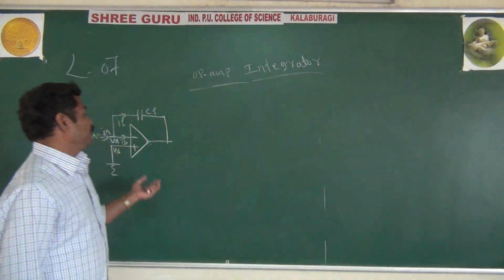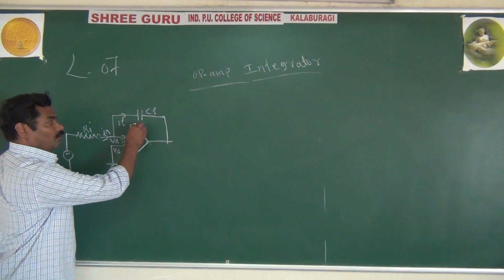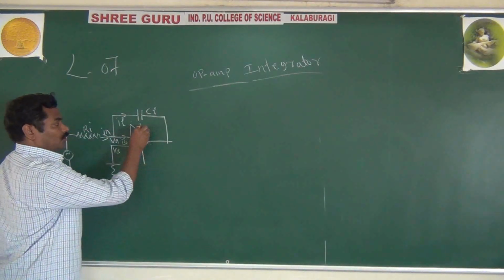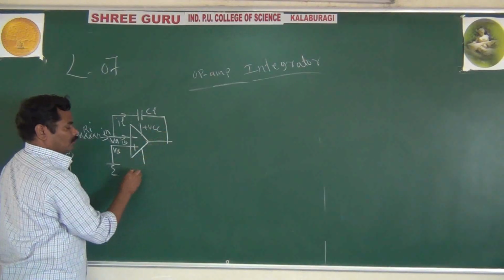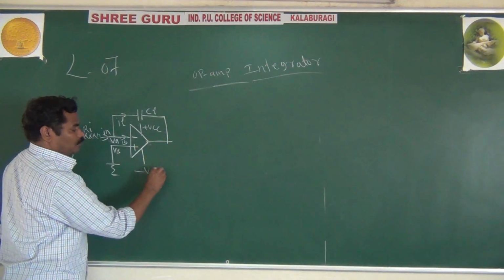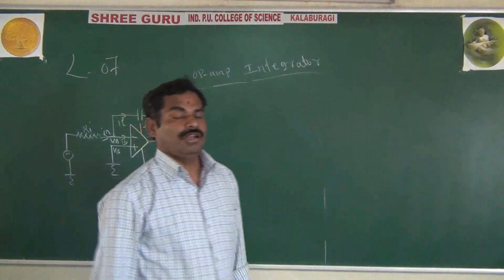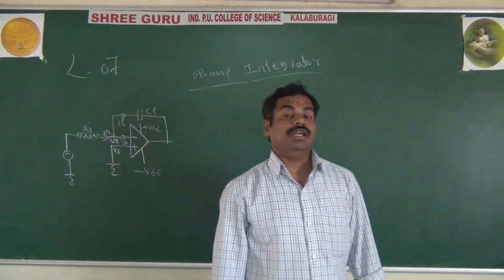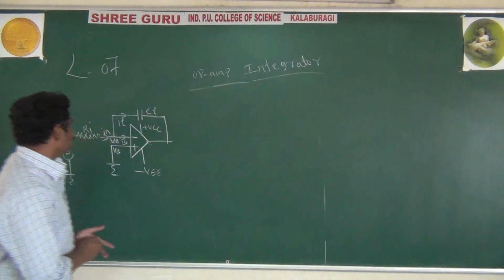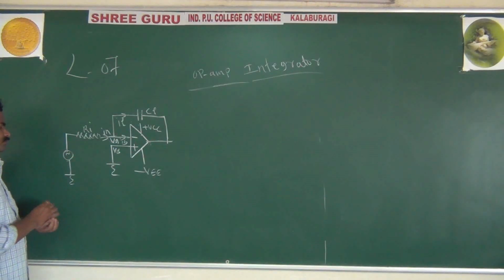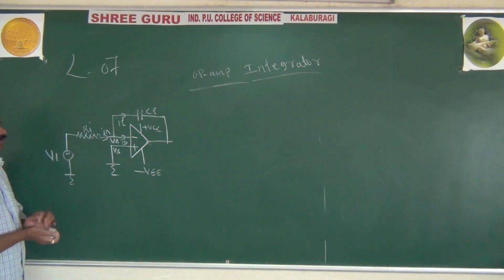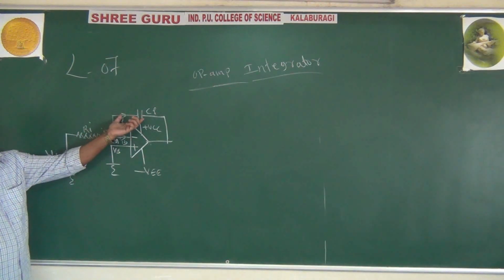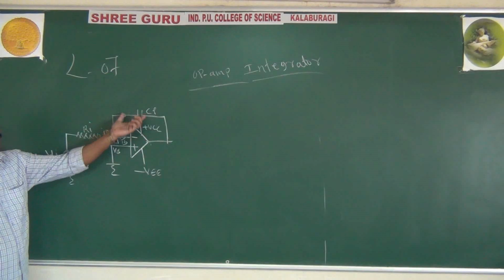As I said already, where you connect the capacitor gives the different applications of your op-amp. If you connect it in the input side, your op-amp is used as a differentiator. If you connect the capacitor in the output side, it is used as an integrator. Now, as usual, you connect the input to the inverting terminal through the Ri, and in place of the feedback resistor, you connect the capacitor.